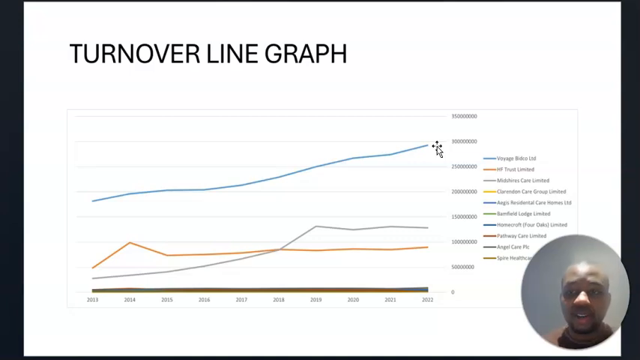So this is the turnover graph. We can see Voyage Bitco as one of the top performing companies in residential healthcare homes in the UK. This is one of the contributors of outliers, and we're going to explain that in subsequent slides.